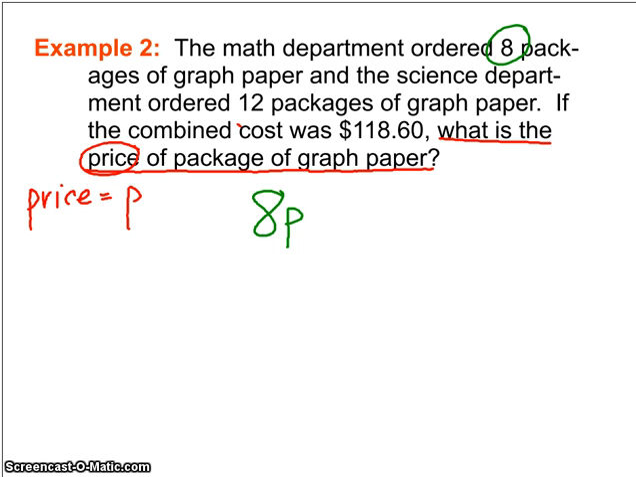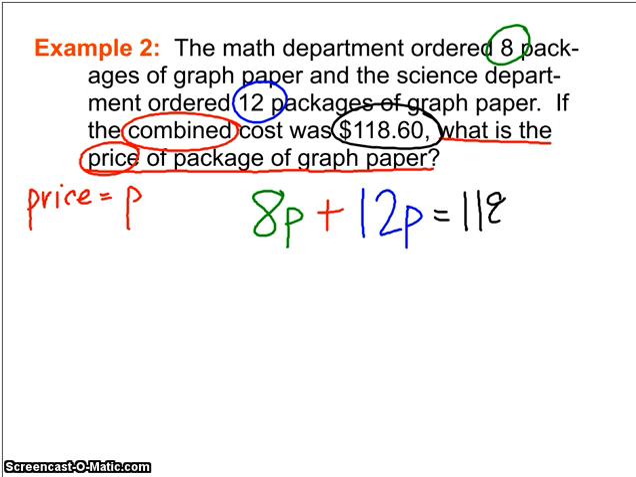We are combining that, or adding that, to the price for the science department. The science department is ordering 12 packages, so they are going to take 12 and multiply it by the price of 1 package to get their cost. And then in the end, we know the total cost was $118.60.